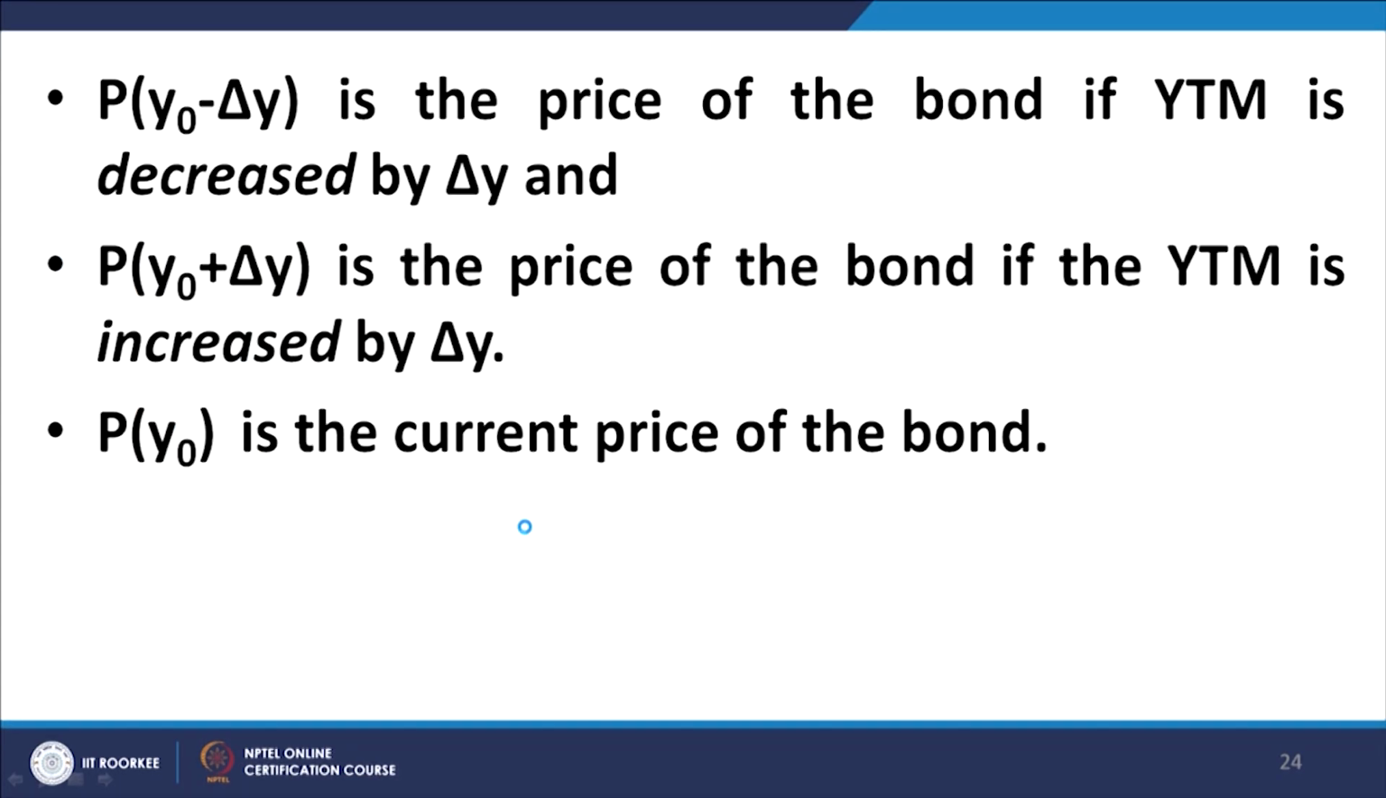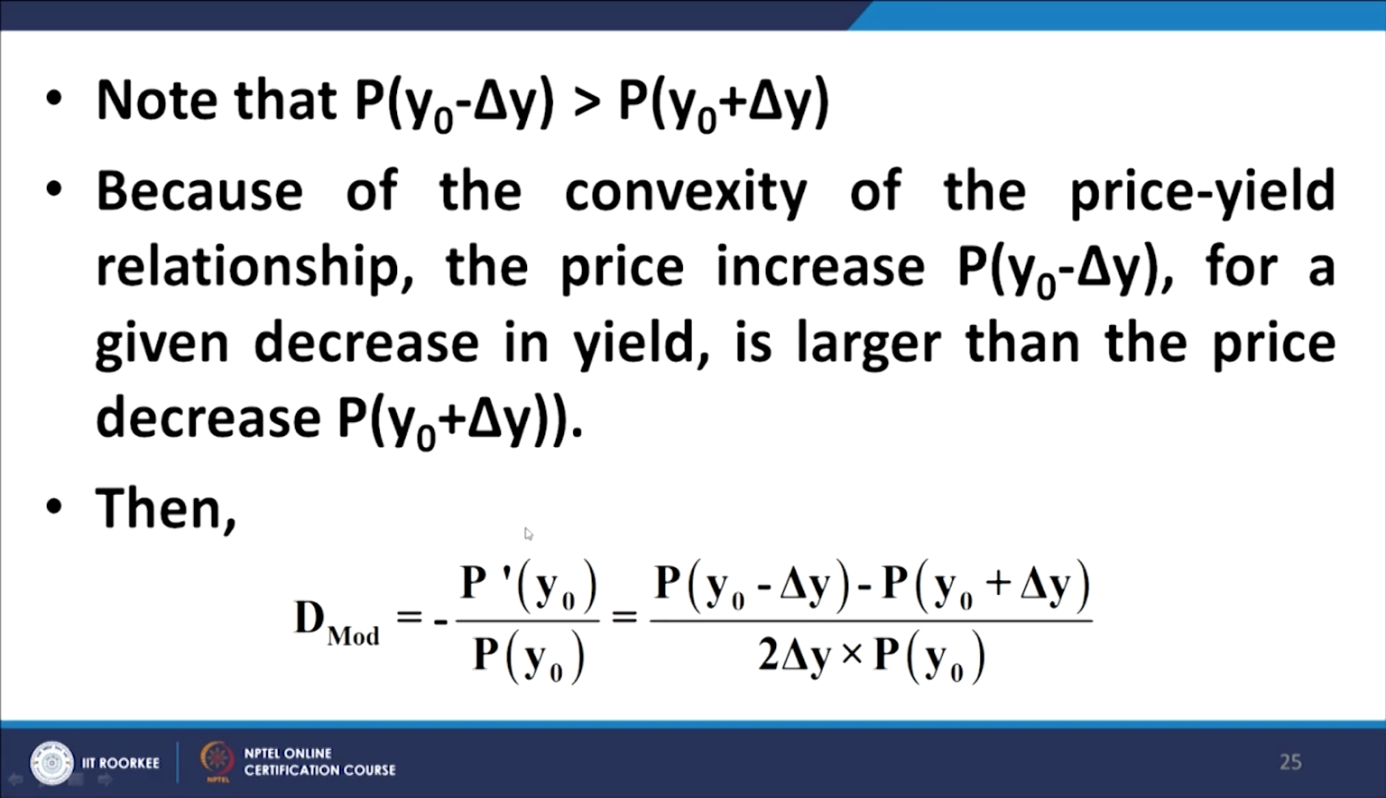So, these are the explanations for the terms that we have used. P of y 0 minus delta y is the price corresponding to the YTM decreasing by delta y from y 0 to y 0 minus delta y. Similarly, P of y 0 plus delta y and P y 0 is the current market price of the bond corresponding to a YTM of y 0.